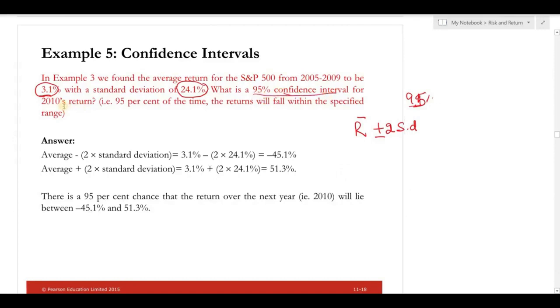So what is the 95% confidence interval for 2010's return? How do we do that? The average return is 3.1 minus 2 multiplied by 24.1%, and your answer would be negative 45.1%. And if you use positive 2, your answer would be 51.3%. So the range would be negative 45.1% to 51.3%. It means if you invest in the S&P, you are 95% sure that your return will fall within this range. This is how you calculate the confidence interval.